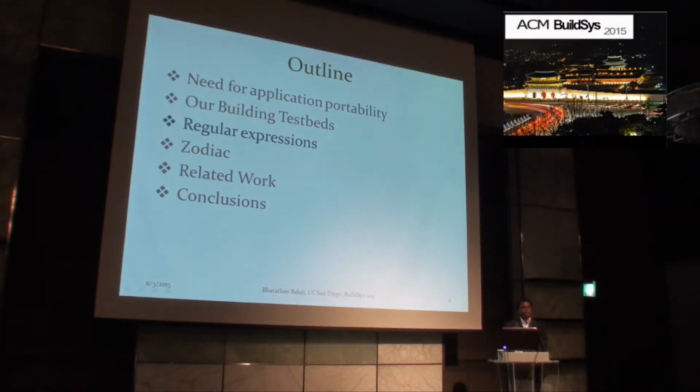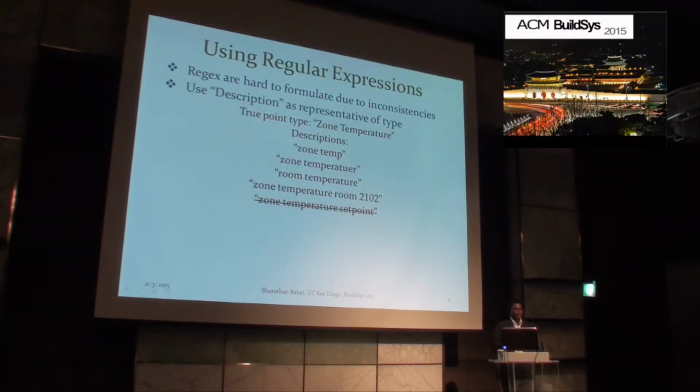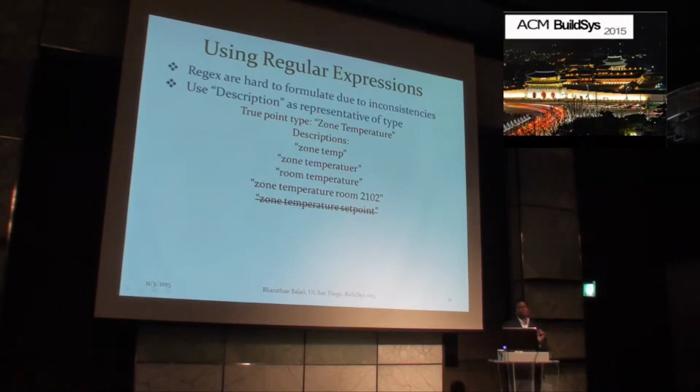So let's look at how regular expressions can be used to map all of this heterogeneity to some standard format. Regular expressions are hard to formulate because of all the inconsistencies that are present. To give you an example, after I take the description field and remove all the special characters, I still have a lot of heterogeneity. Here is a short form of zone count with typographical errors, alternate names, and additional information about what room it exists in, and more importantly, it's different from the census zone count.